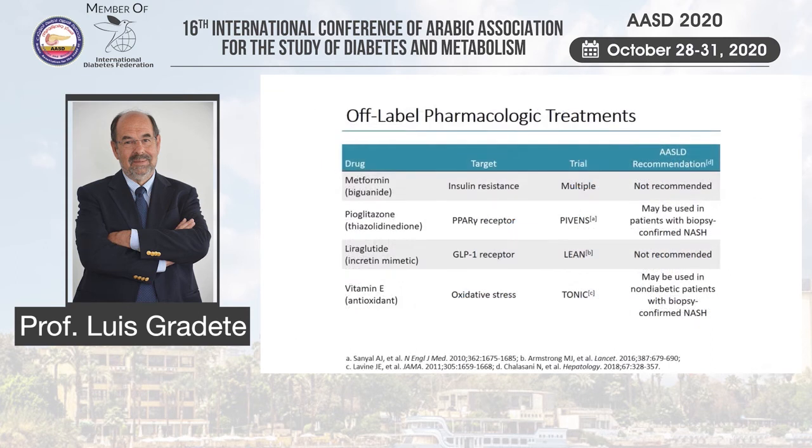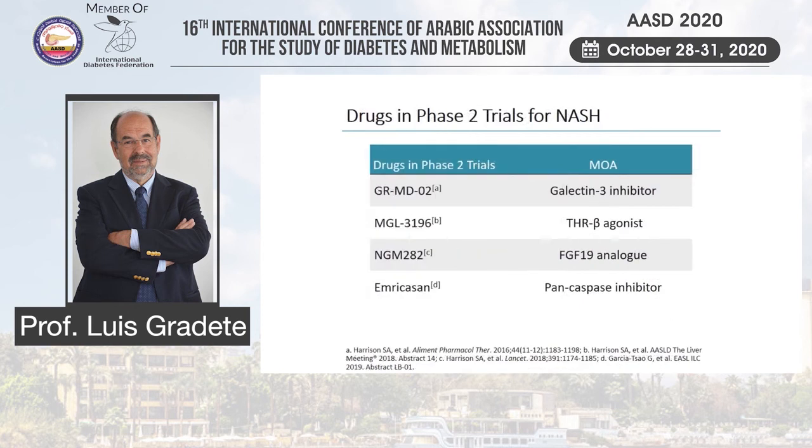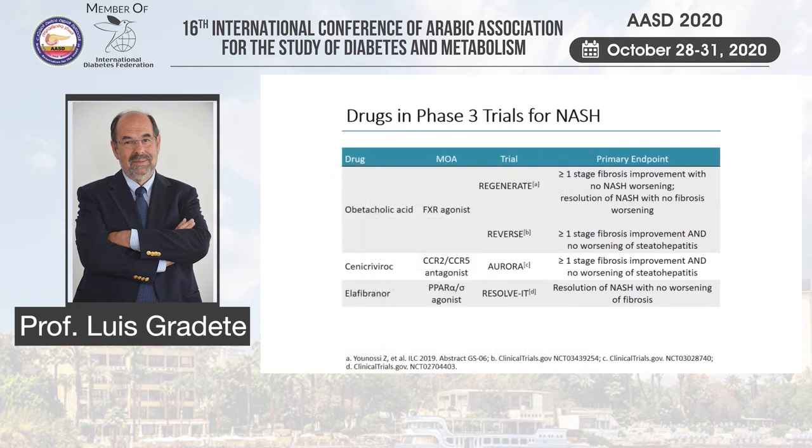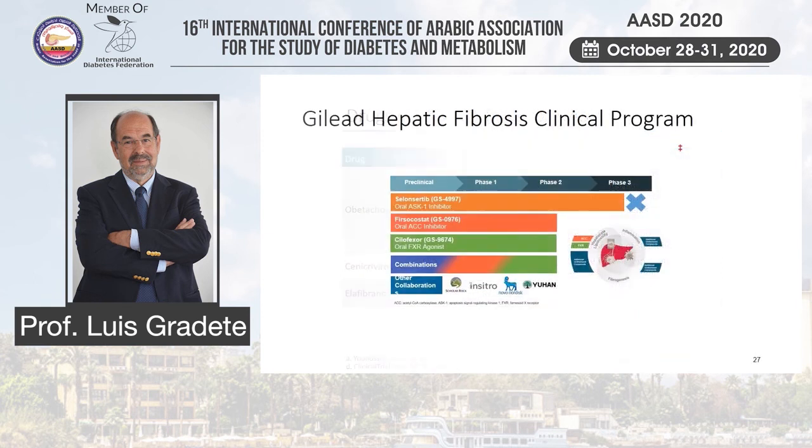We have several off-label pharmacologic treatments like metformin, pioglitazone, liraglutide, vitamin E. We have drugs in phase 2 for NASH. We have in phase 3 trials for NASH too. We have several drugs from Gilead in clinical programs in trials. Selonsertib, where there was great hope, was stopped last year.